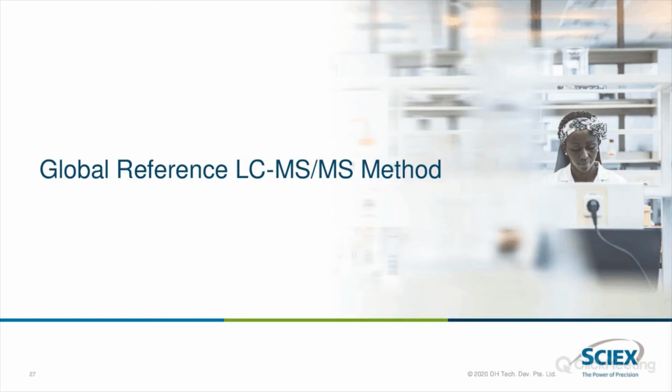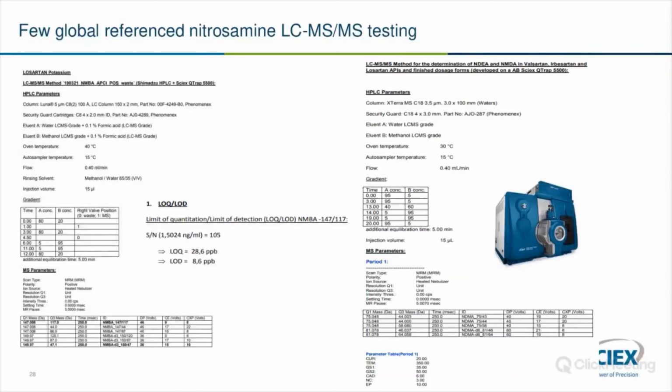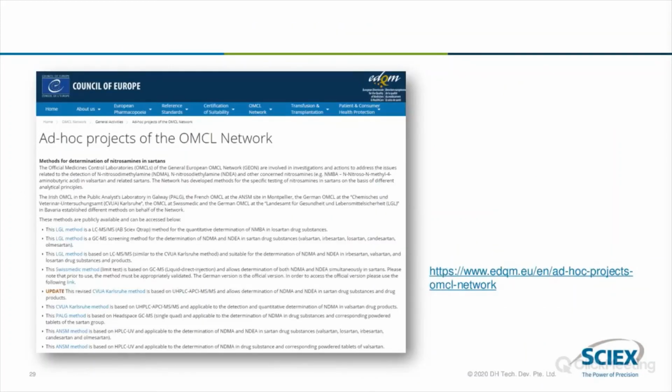Now some of the global reference LCMS methods. There are various regulators throughout the globe, like US FDA, European agencies, Health Canada, and Singapore agencies. They have already published many reference papers. You can go and Google them. Some of the papers we have listed here are from EDQM. EDQM used a 5500 Q-trap mass spectrometer, and they developed a lot of methods on these sartans, very sensitive and very rugged methods, which they published when this whole fiasco started. Next slide, please. And this is the reference. You can download all the methods from EDQM.